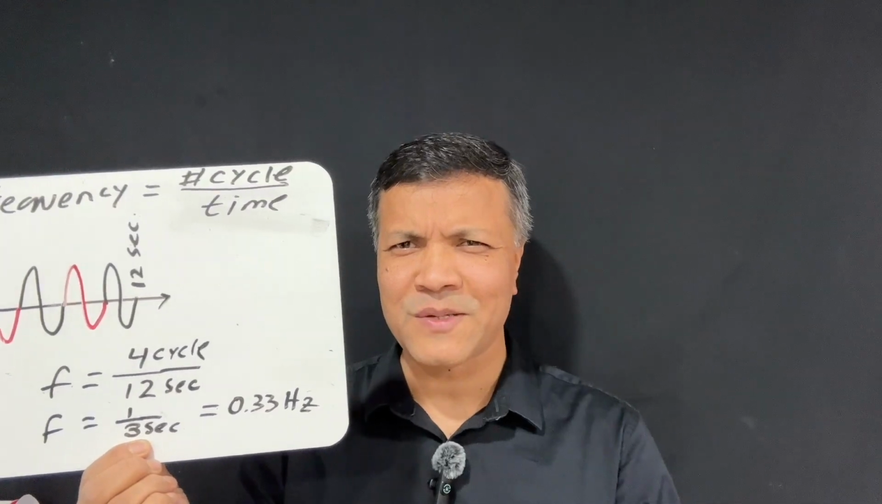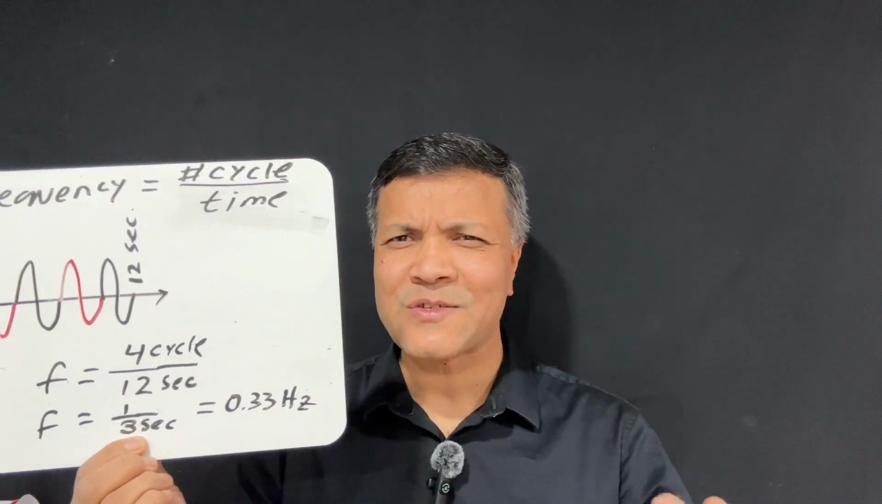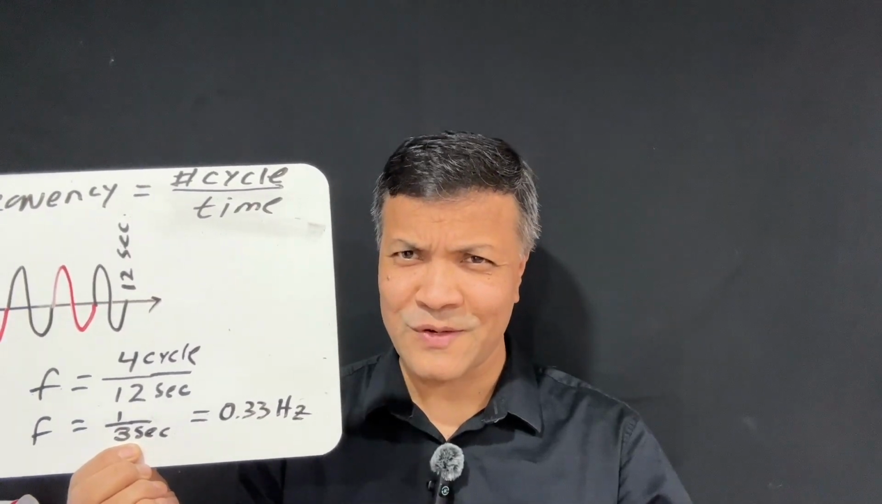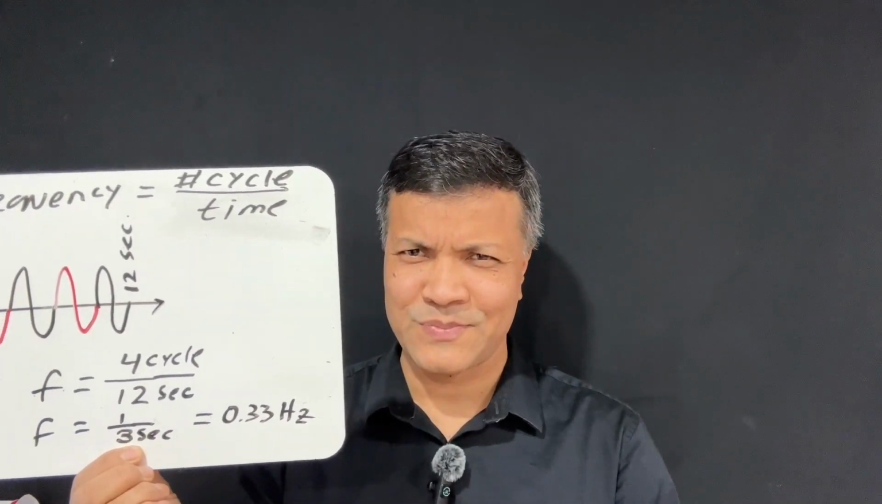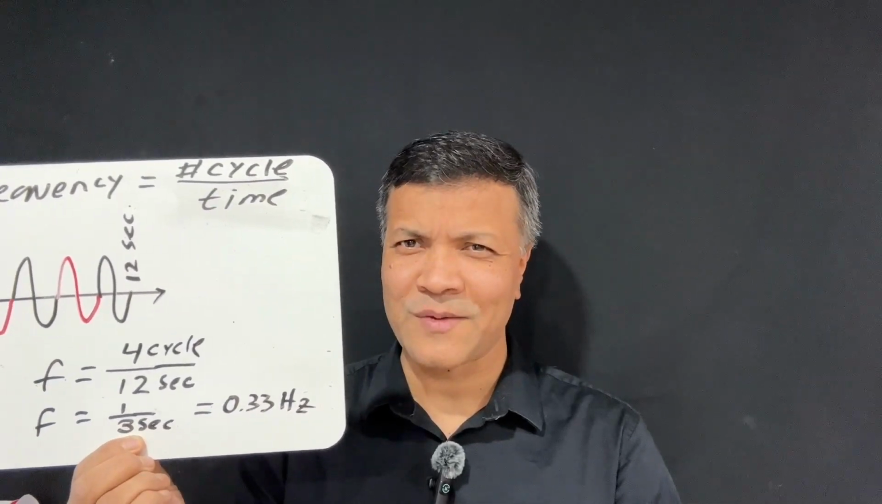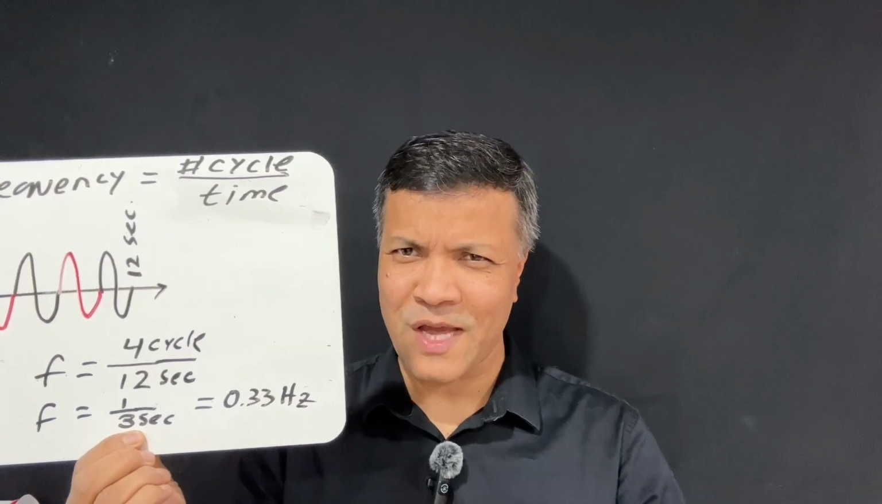Let's use the definition. Frequency is cycles over time. 4 cycles over 12 seconds. 4 over 12 is 1 over 3, which is 0.33 hertz.